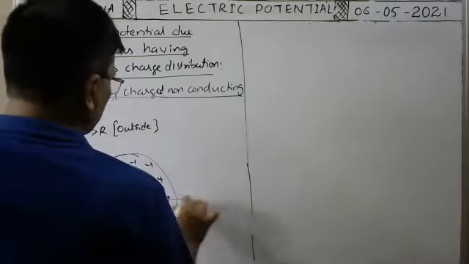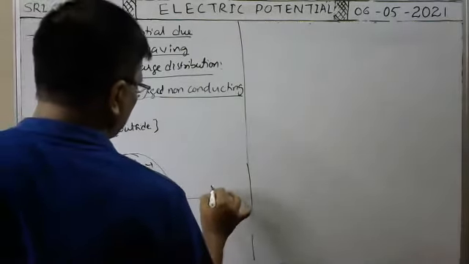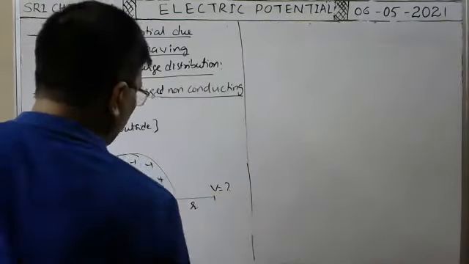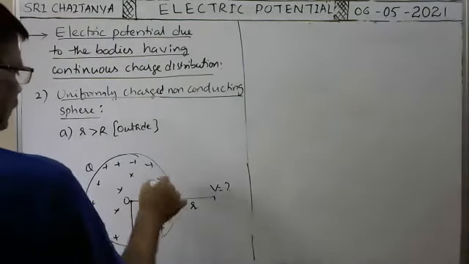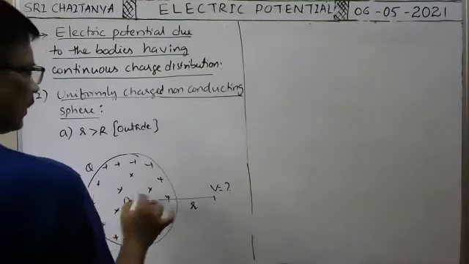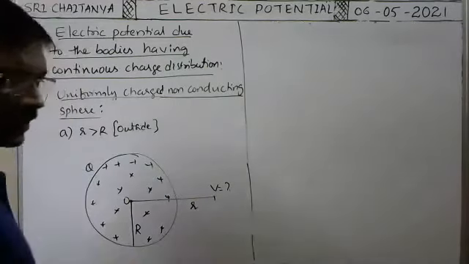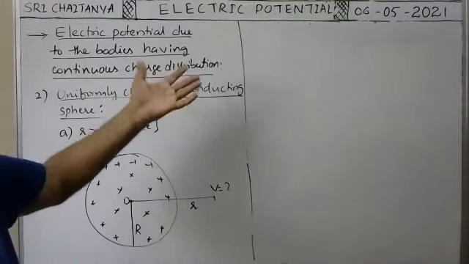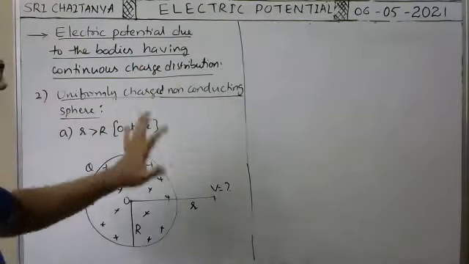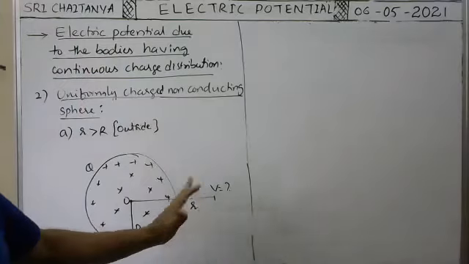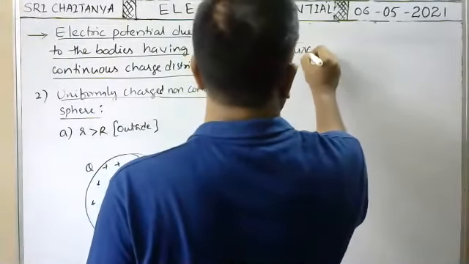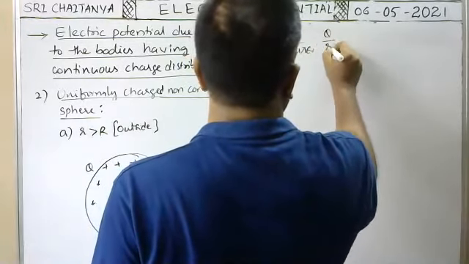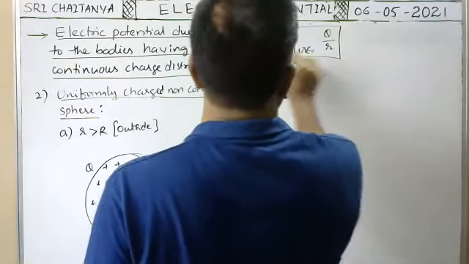At any point outside, at this point, what is the potential? Outside, according to shell theorem, the entire charge can be imagined as a point charge here. Due to that, at this point, we can find the potential directly. Or as in the previous case, the first case, how did we derive the formula? By that formula only, we can apply this: V is equal to 1 by 4 pi epsilon naught into Q by small r. This is the formula.